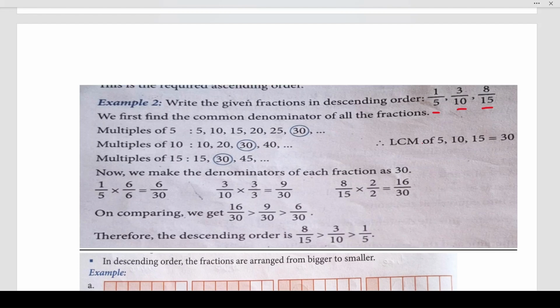So we have to find out the LCM of 5, 10 and 15. Now what is the LCM of 5, 10 and 15? The LCM of 5, 10 and 15 is 30.